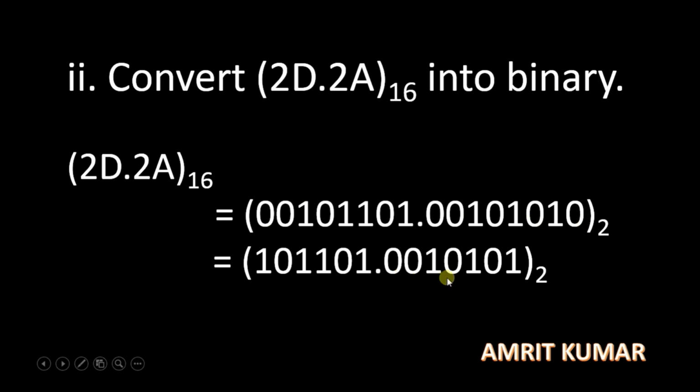So this is a very simple concept, and the rule clarifies the whole concept of how to convert a hexadecimal number into a binary number. So this was all about the conversion process of hexadecimal into binary.